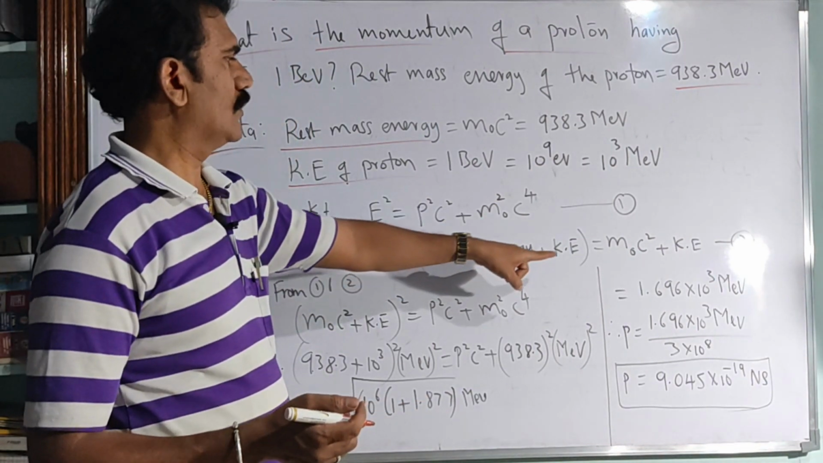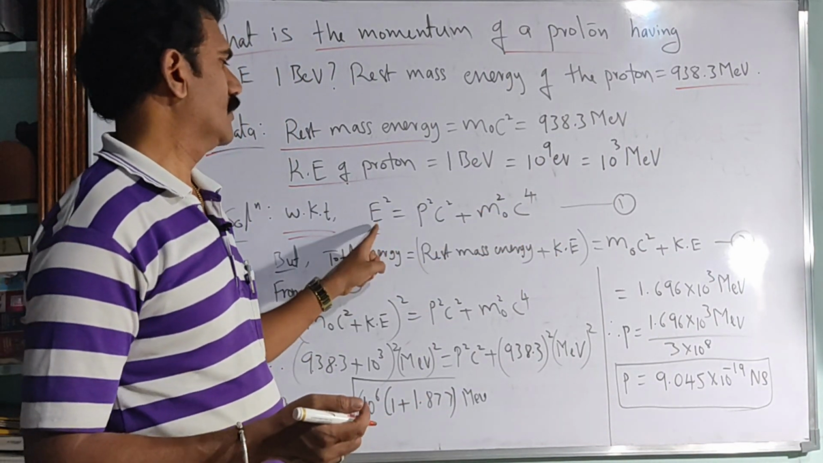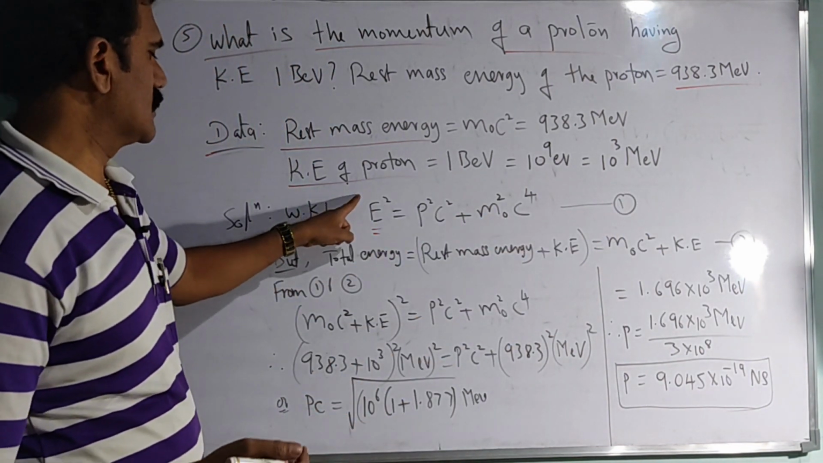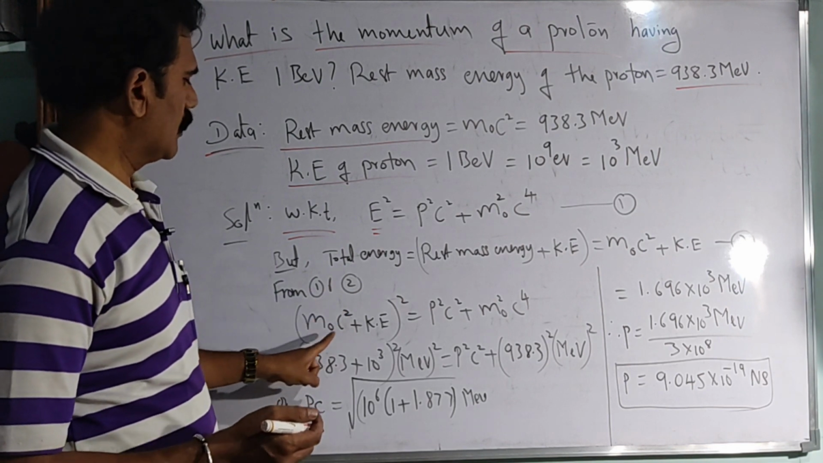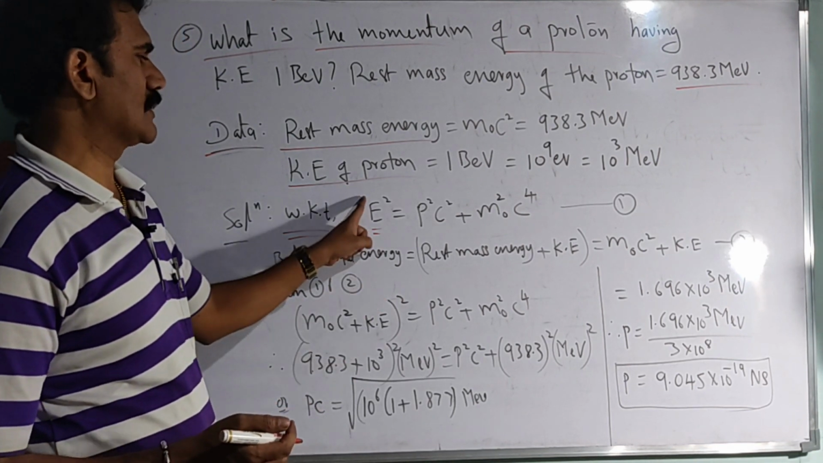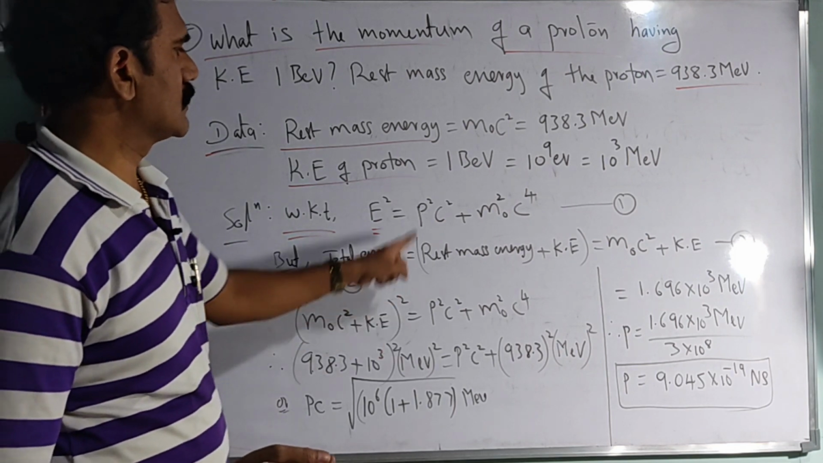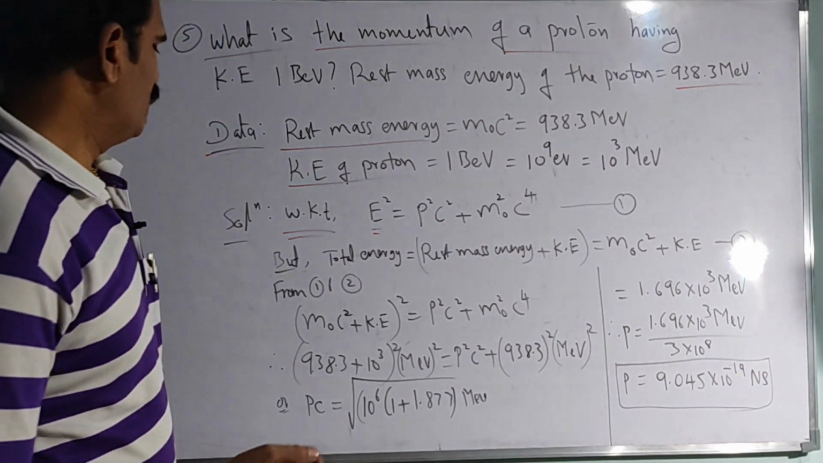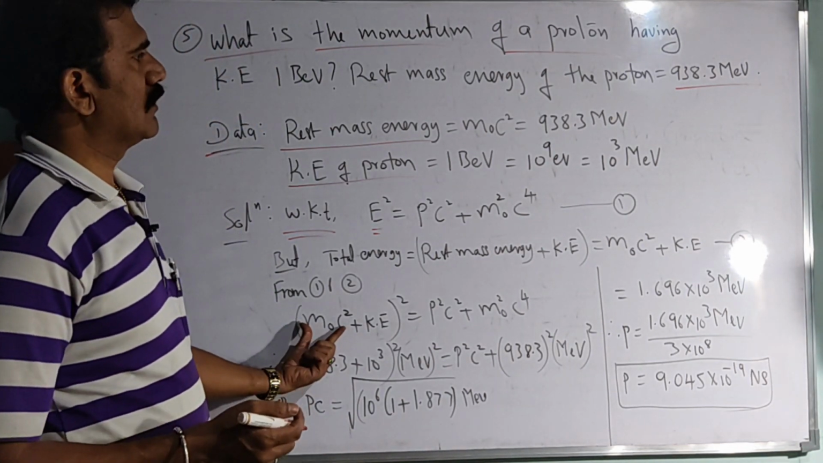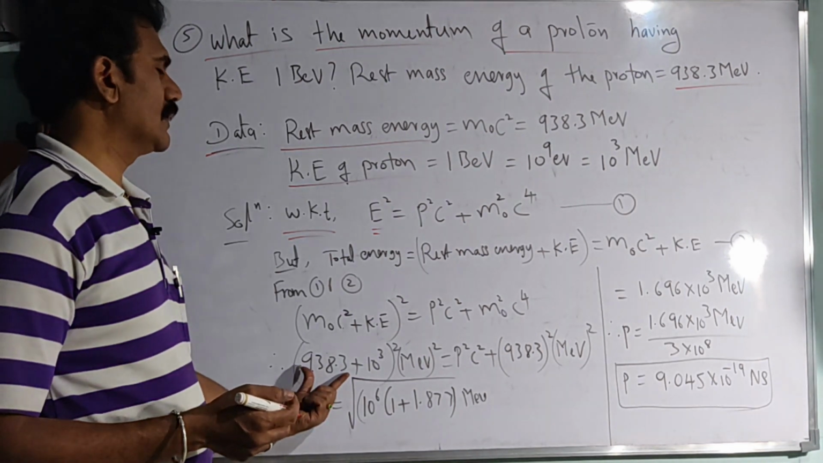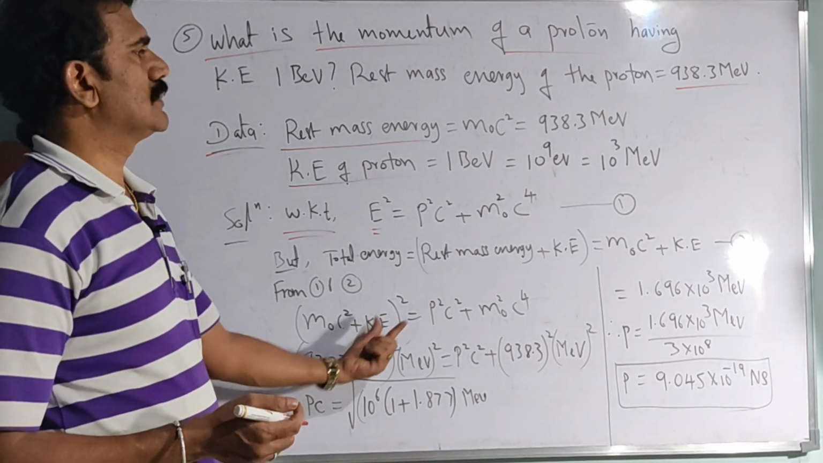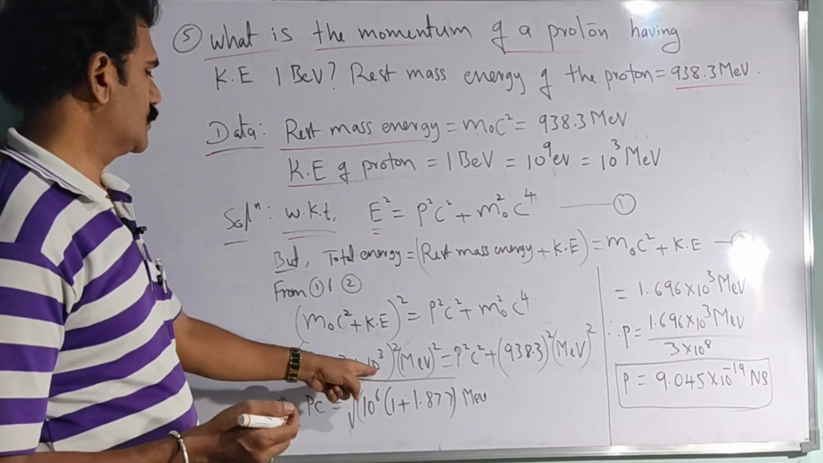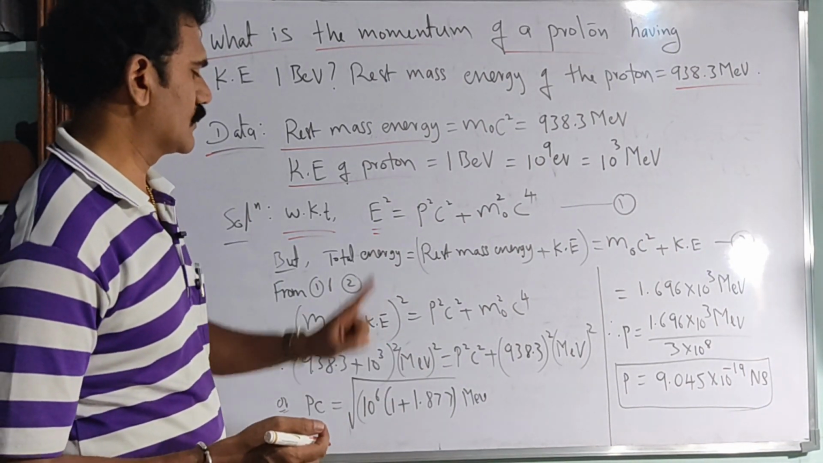Now substitute equation 2 into equation 1, where the total energy can be taken as m naught c square plus kinetic energy, whole square. So from equations 1 and 2, m naught c square plus kinetic energy, whole square, is E square. The right hand side stays the same: p square c square plus m naught square c to the power of 4. Now substitute the given values. m naught c square is 938.3 mega electron volts, and kinetic energy is 10 to the power of 3 mega electron volts. Both are in mega electron volts, so substitute and take the whole square.